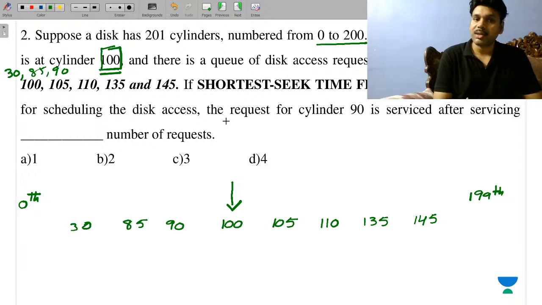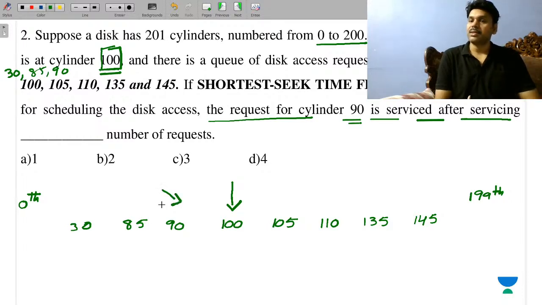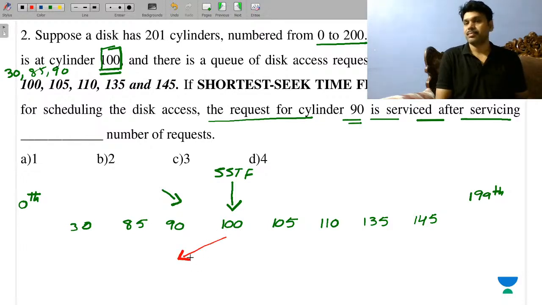Now he is asking: the request for cylinder 90 is serviced after servicing how many requests? So he is asking after how many requests we are going to satisfy this 90th request. As we know, we are using the concept of the SSTF algorithm. If I traverse towards the left side, it is taking 10. If I traverse towards the other side, it is taking 5. So we are using that side only.